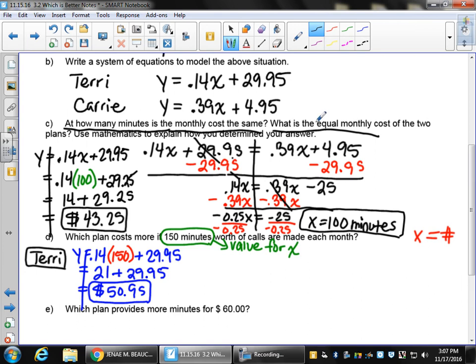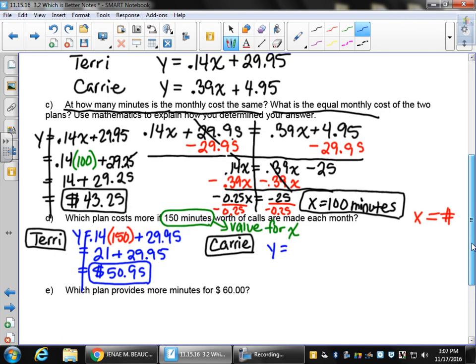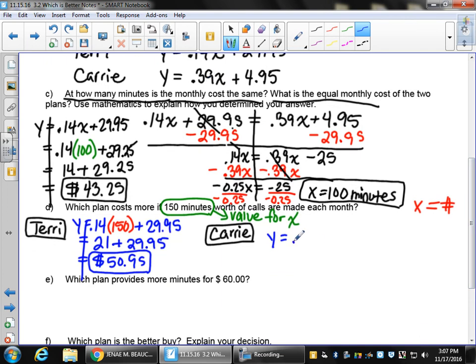Let's now figure out what Carrie's company will charge you. Y equals, I scroll up and I look, 0.39 times our input of 150 minutes plus 4.95. And again, mental check. 0.39x 150 plus 4.95, we're good.